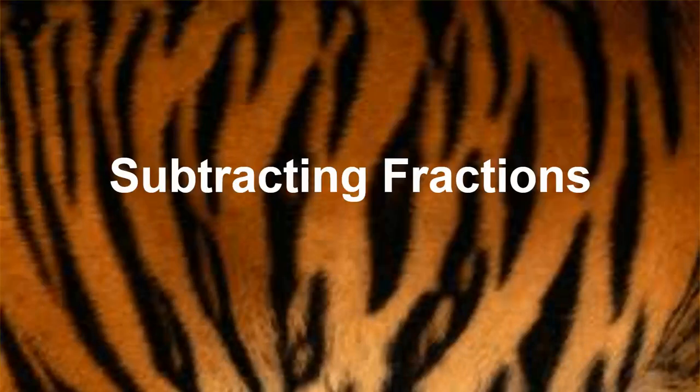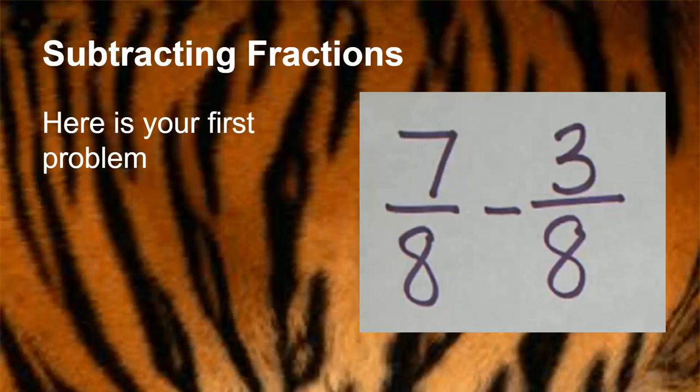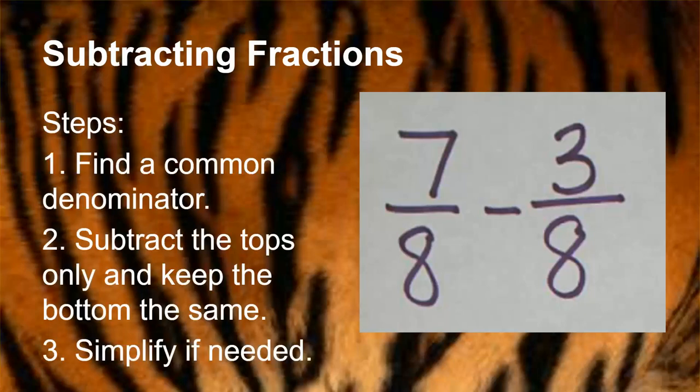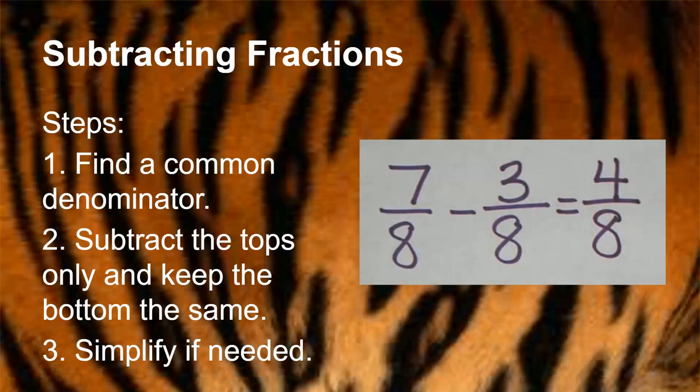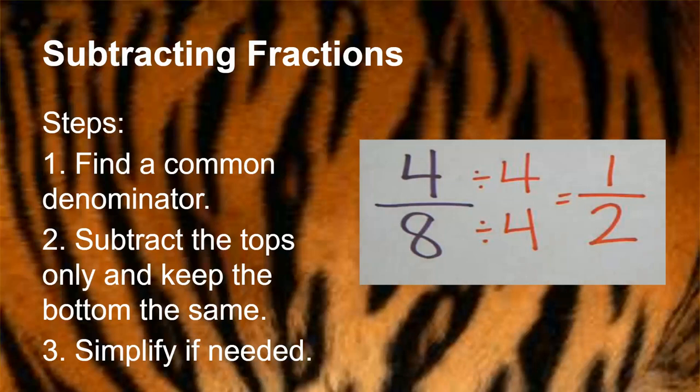Let's look at some subtracting. 7/8 minus 3/8. First, find a common denominator. So, we'll look at the denominators. They are the same, so we go to step 2. Just subtract the tops from left to right. So 7 minus 3 is 4, and we're left with 4/8. 4 and 8 can both be divided and simplified by 4. So we need to simplify it to 1/2.